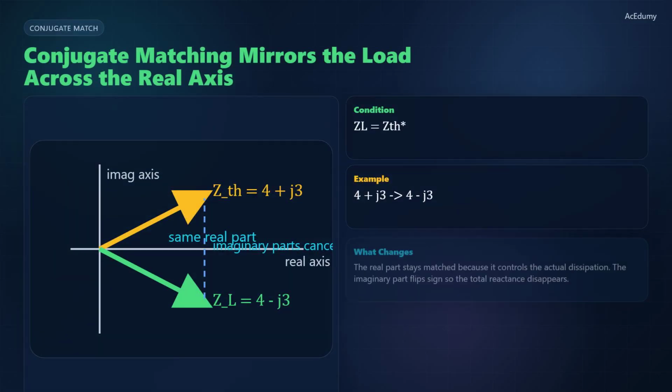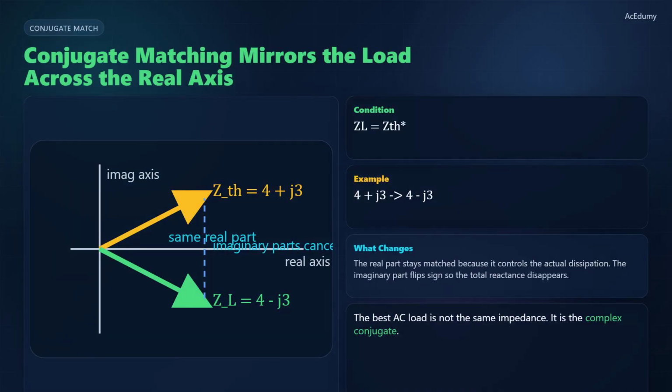Suppose the source side looks like 4 plus j3 ohms. Then the best load is 4 minus j3 ohms. The real parts stay equal, while the imaginary parts cancel. That cancellation is the key reason the total path becomes most favorable for real power transfer.